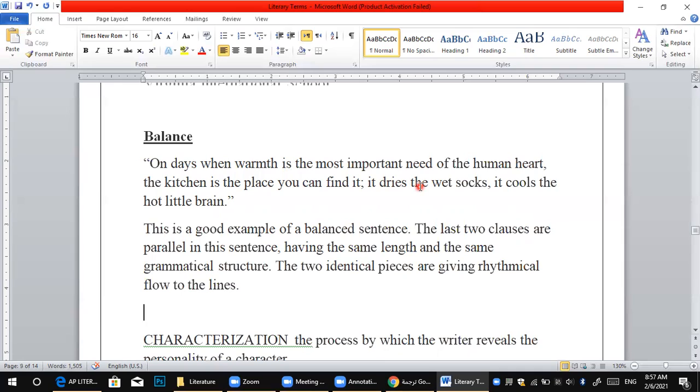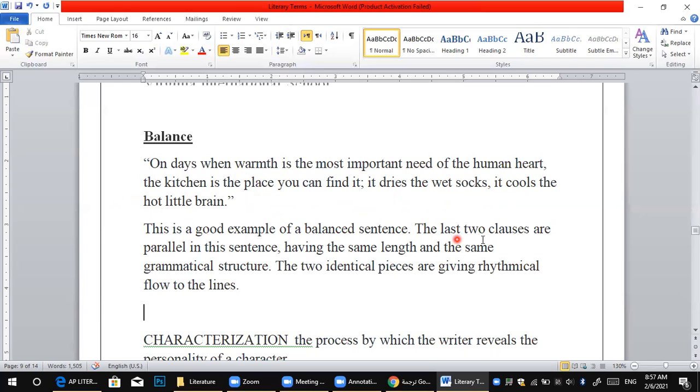So the human heart loves a warm atmosphere. The kitchen is the place you can find it. Of course, in the kitchen you can find the warmth. It dries the wet socks and cools the hot little brain. Try to focus: dries the wet socks, and cools the hot little brain. This is a good example of a balanced sentence.